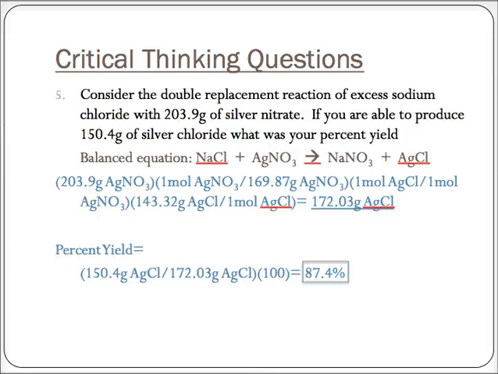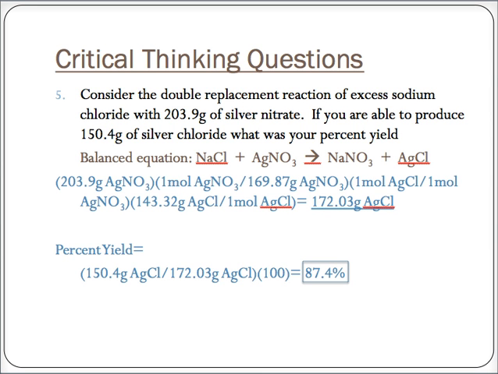Okay, this is part 2 of ChemQuest 34% yield. We left off on question number 5. Consider the double replacement reaction of excess sodium chloride with 203.9 grams of silver nitrate. And if you are able to produce 150.4 grams of silver chloride, what was your percent yield?